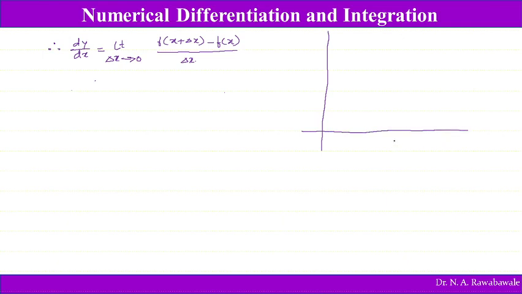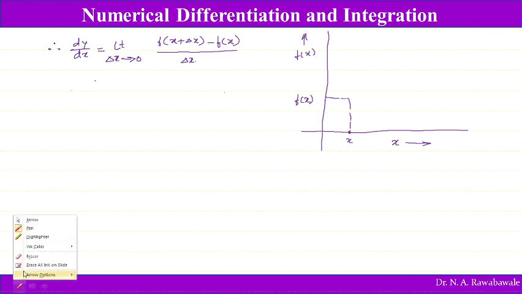So on the x-axis we take the independent variable x. On the y-axis we take the dependent variable f of x. Let us consider the value of the independent variable as x, and the function value will be f of x. So this function value is f of x at the independent variable x. Now if we plot this function, it gives a graph like this.